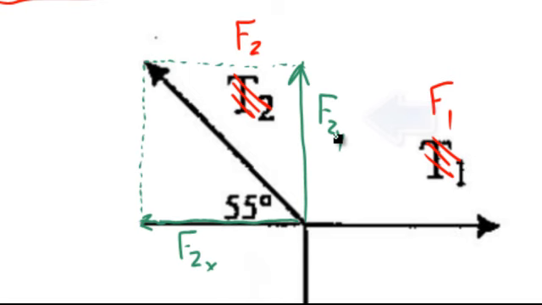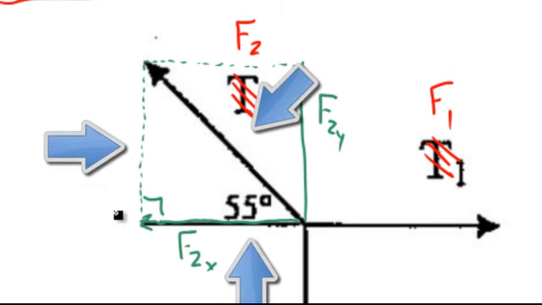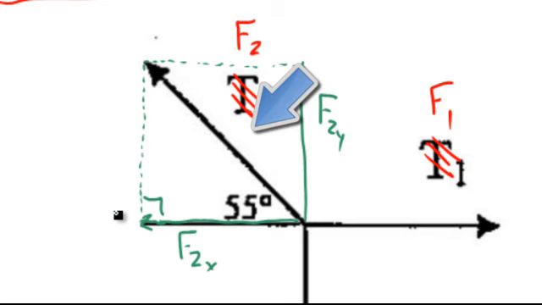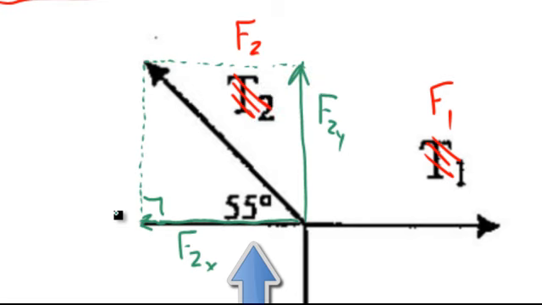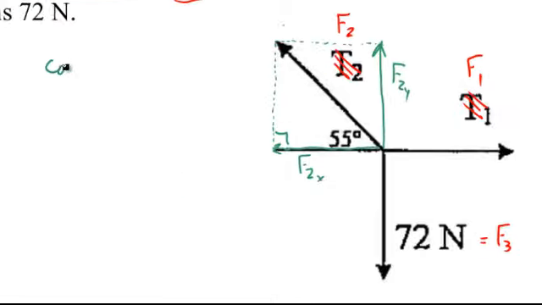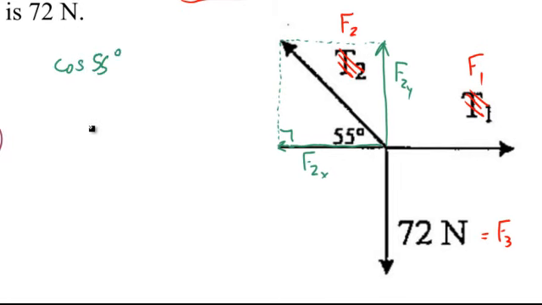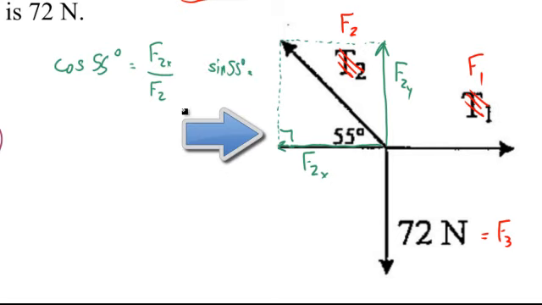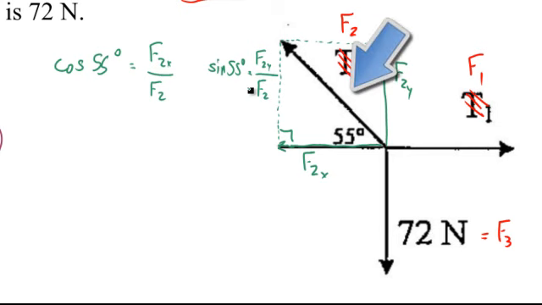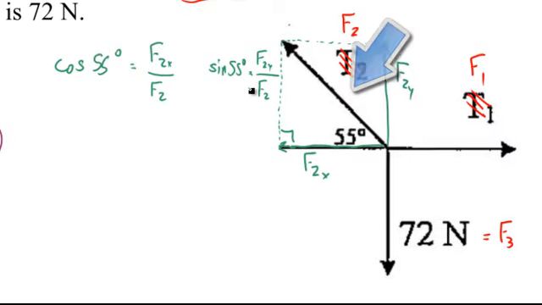Now I want you to look at this right triangle that has the F2x in it, and I see that F2 is the hypotenuse of that right triangle, and F2x is the adjacent side of the 55-degree angle. So I could write that the cosine of 55 degrees, and you need to make sure your calculator's in degree mode, is equal to the adjacent side, F2x, divided by the hypotenuse, F2. And likewise, I see that the sine of 55 degrees would be the opposite side, which is F2y, divided by the hypotenuse, F2. So now I can have expressions for F2x and F2y.